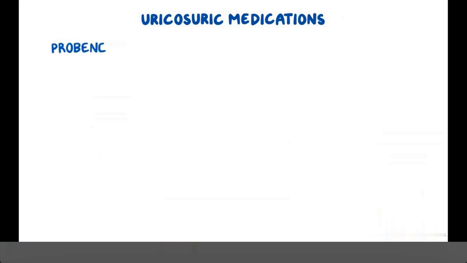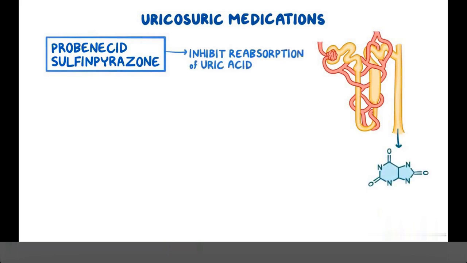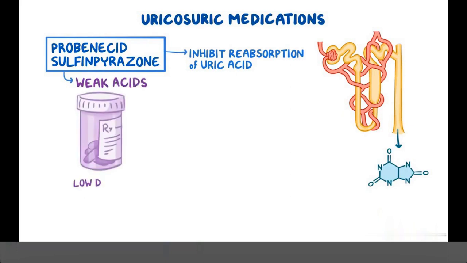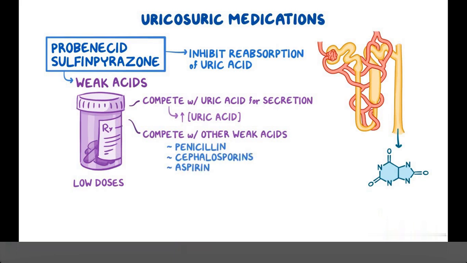Let's switch gears and shift our focus onto uricosuric medications like probenecid and sulfenpyrazone, which work by inhibiting renal tubular reabsorption of uric acid, thereby increasing its excretion. But because they're weak acids, in low doses, these medications may compete with uric acid for secretion in the proximal tubules, thereby elevating, rather than reducing, concentration of uric acid in the blood. Likewise, uricosuric medications can compete with other weak acids that are normally secreted in the proximal tubules, such as penicillin, cephalosporins, and aspirin. So, combinations of these drugs should be avoided.